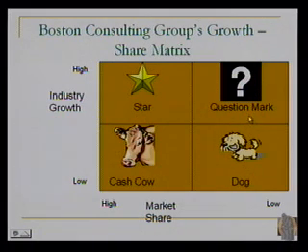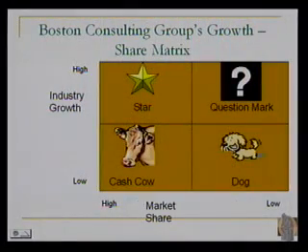And then finally, a question mark, which sometimes is also called a problem child, is in a high growth industry but you have very low market share. Now if you look at that initially, you may think, okay, we want stars and we want to get rid of dogs. But that's kind of a problem, and in fact that's one thing that I kind of object to with your textbook, to be honest with you. You need to take this analysis one step further.